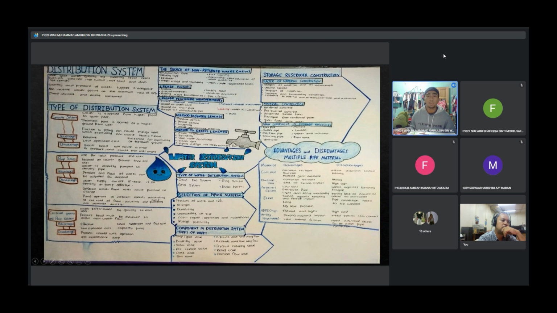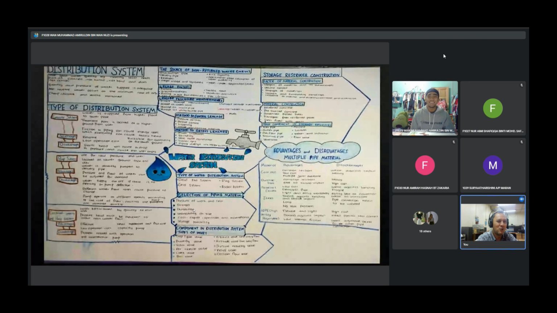Next, about selection of piping material: pressure of water, test trench, durability, workability at site, cost, capital, operation and maintenance, leakage possibility. Next, component in distribution system: type of valve. First, stop valve, butterfly valve, air release valve, check valve, altitude valve.